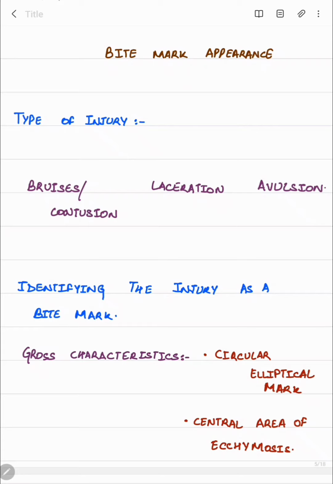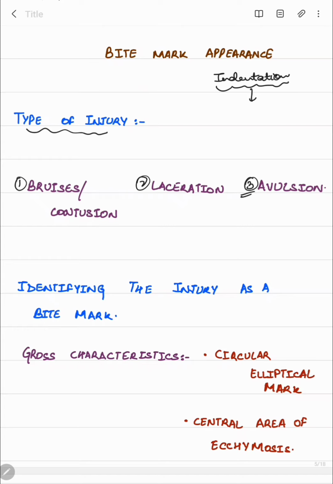Now the appearance of bite marks. It depends upon the type of injury. It can be bruises or contusion, it can be laceration, or it can be avulsion, right? So injury can be in the form of these three due to bite marks. Firstly, indentations of the bite marks will be seen over the compressed tissue or skin surface due to tooth pressure. As we know, the skin is very elastic and it will try to regain its contour, so these indentations will disappear, right?